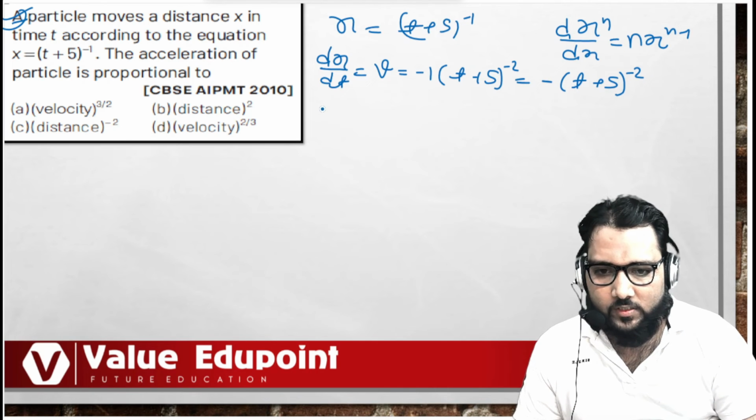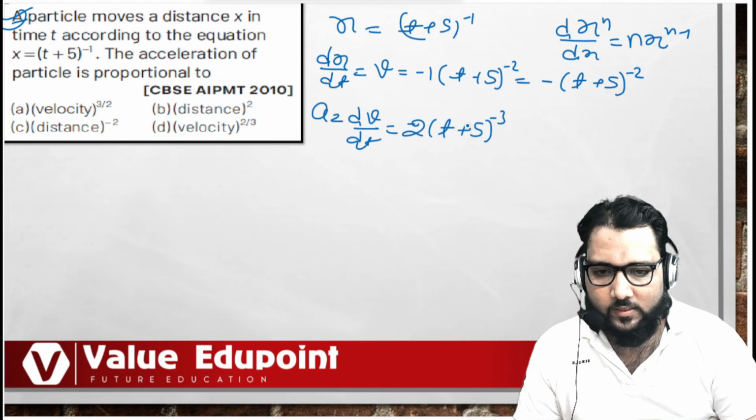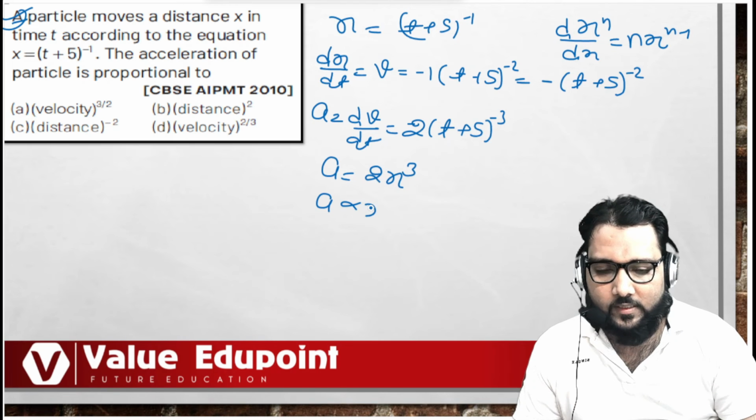Again, we differentiate these terms. This will give the acceleration, that will be dv by dt. So minus, minus, plus 2, and this will come out to be (t plus 5) raised to power minus 3. We can say (t plus 5) raised to power minus 1 equals x, so this will come out to be x cube. We can clearly see that the acceleration will be directly proportional to distance raised to power 3.